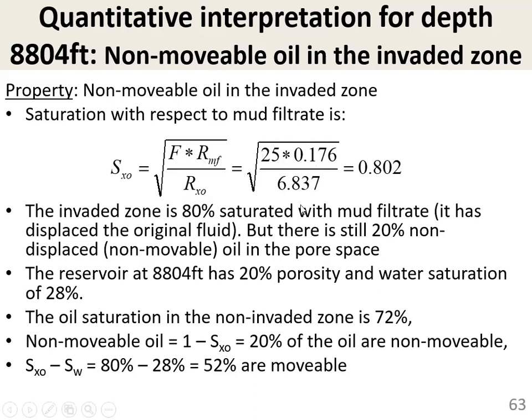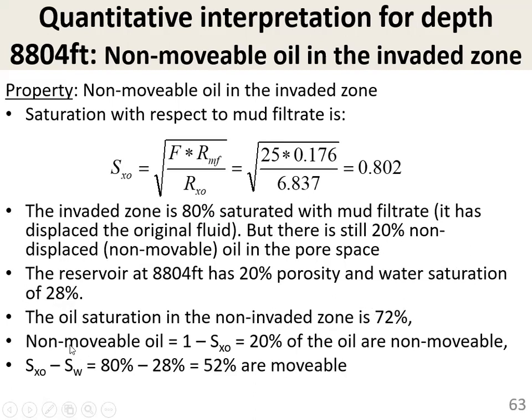So it says the invaded zone is 80% saturated in mud filtrate. That's what this implies. It has displaced the original fluid, but there's still 20% of the non-displaced oil in the pore space. So at this depth, the reservoir has a porosity of 20% and water saturation of 20%. The oil saturation in the non-invaded zone is 72%.